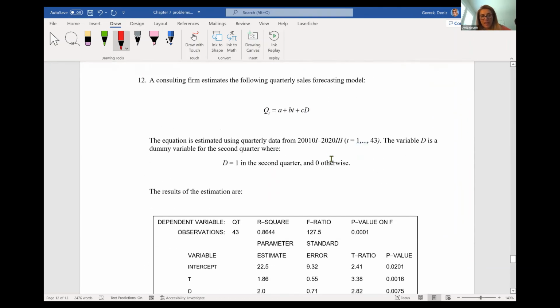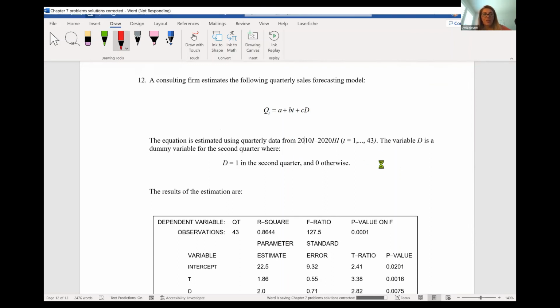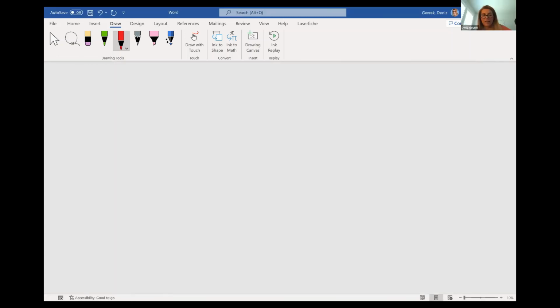Question 12. Well, same thing, same future date. The variable D is a dummy variable for the second quarter. Same thing. Okay. Uh-oh, I tried to save it. Now it's frozen. It'll be okay. Hold on. Let's see. Okay, I closed it. I am going to open it again because Sonia, you asked for question 12 too. And here we go.